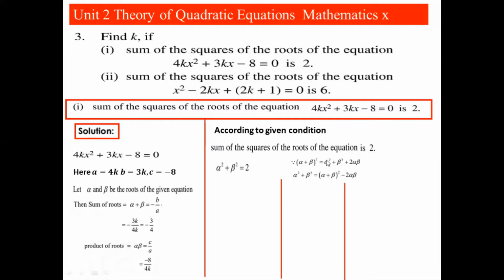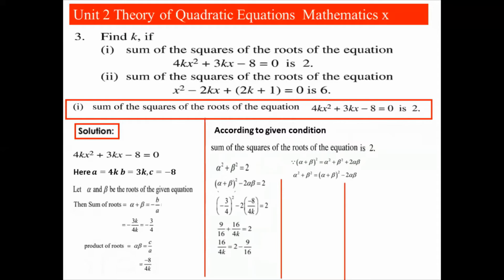So we can write this as alpha square plus beta square is equal to alpha plus beta whole square minus 2 alpha beta. Now we use alpha square plus beta square as alpha plus beta whole square minus 2 alpha beta. So writing the value of alpha square plus beta square, here we have this form. Now we can use the value of the sum of the roots and the product of the roots. So alpha plus beta, we know that this is minus 3 by 4, and alpha beta, the product of the roots, is minus 8 by 4k.